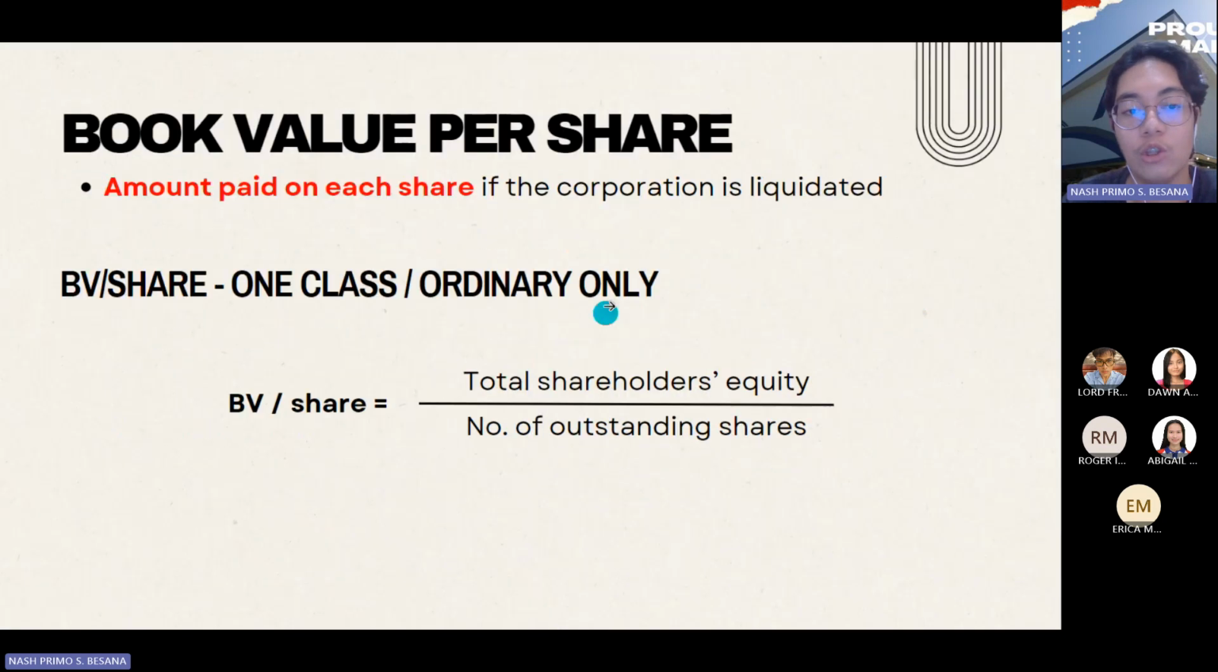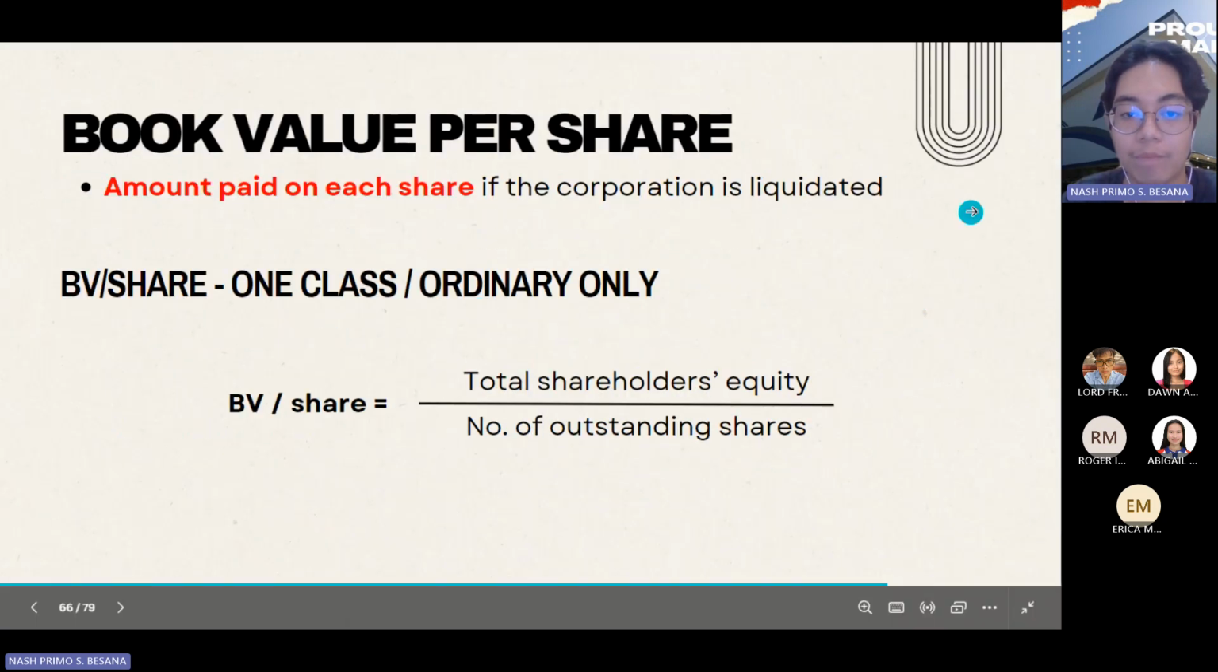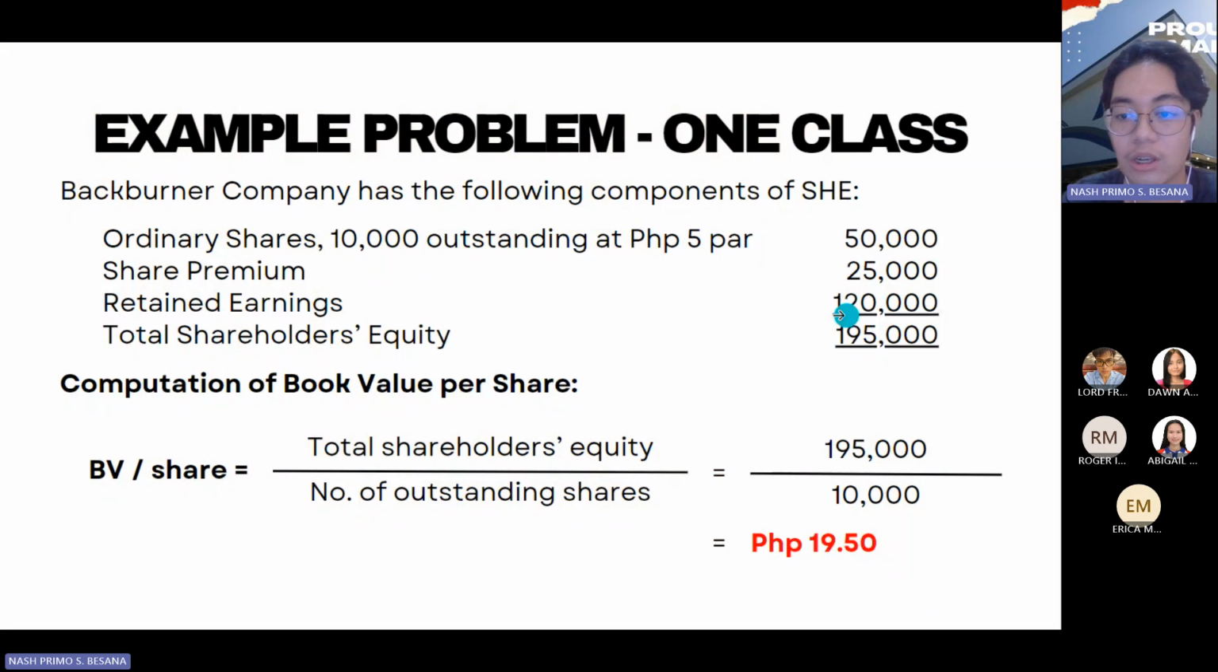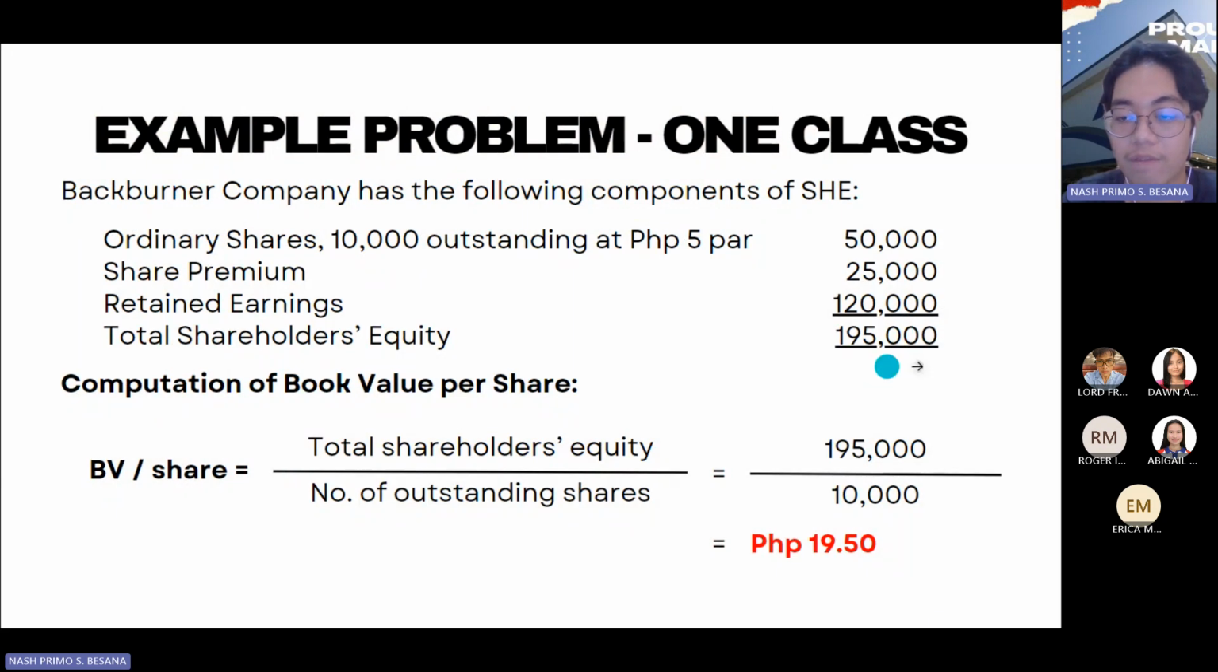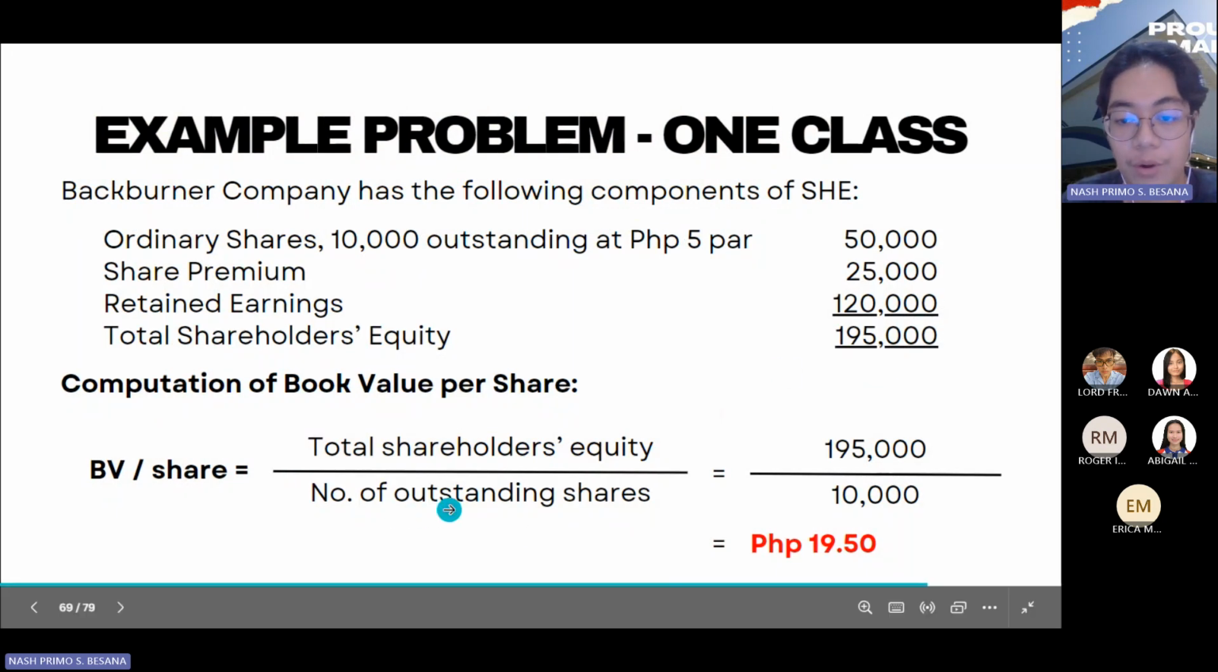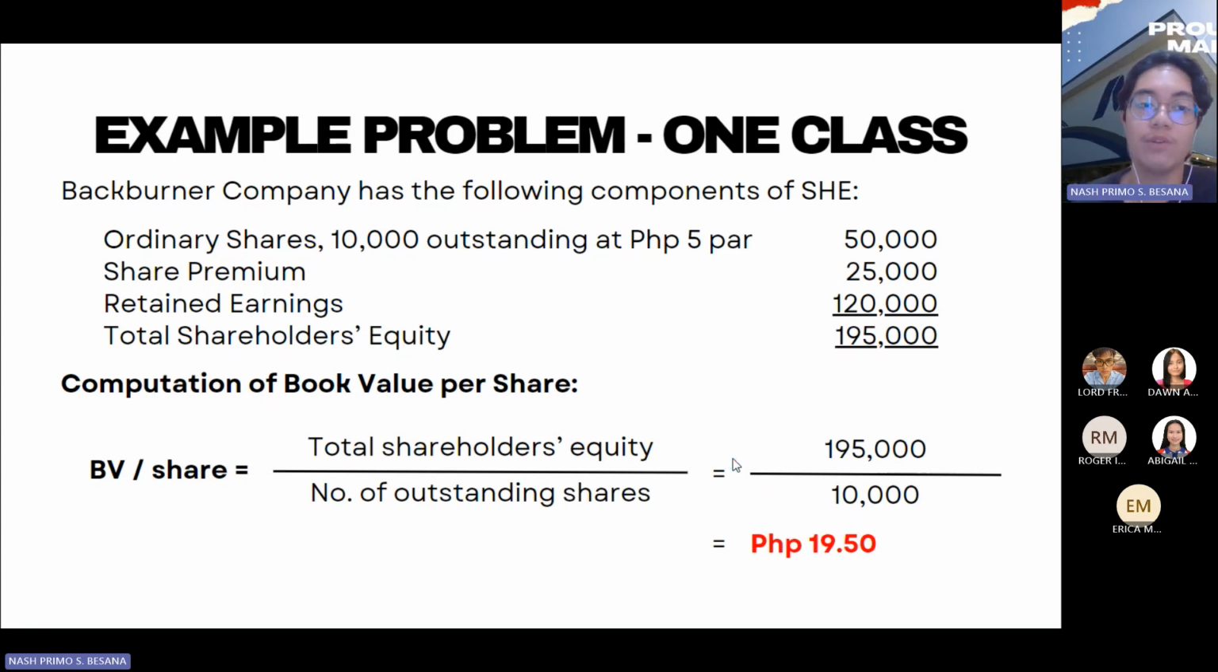So the formula that we would use is this one, yung mas simple. So total shareholders equity na 195,000 divided by number of outstanding shares na 10,000. This one, we would arrive at book value per share na 19.50 pesos. So if you're an ordinary shareholder of Backburner Company, you would expect na makakatanggap ka ng 19.50 pesos every share na hawak. So ganun siya.